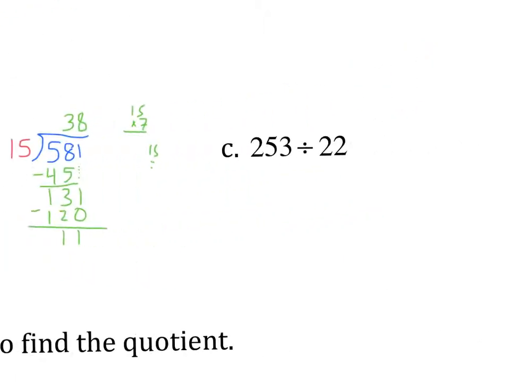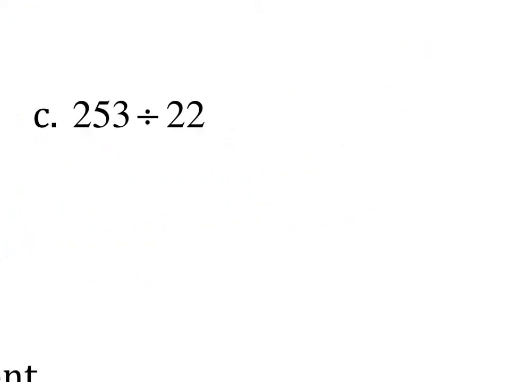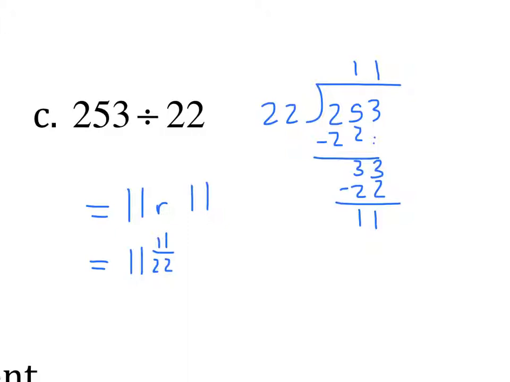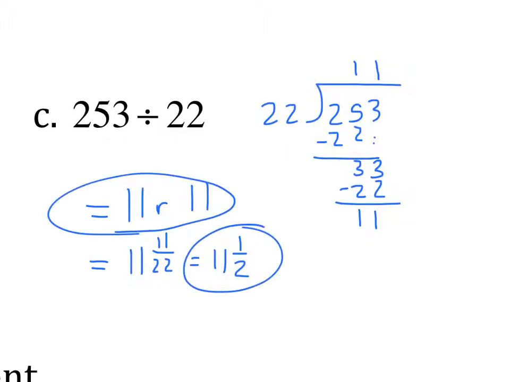Now the last problem, let's zip, zip, zip through this one. 22 outside, 253 inside. One of those fit in, so I subtract with a 3, bring down a 3. Only one fits in there, and I subtract that to get an 11. There's my remainder, so my answer is 11 remainder 11, or 11 over 22, which is equal to 11 and 1/2. It's true that 11.5 is the decimal equivalent, but let's keep it in fractions for habit.